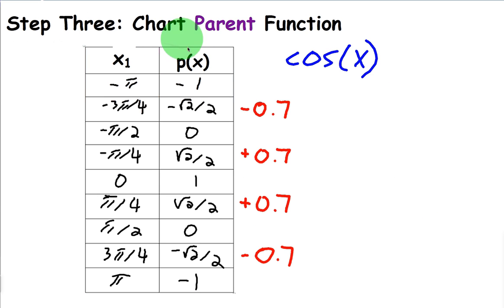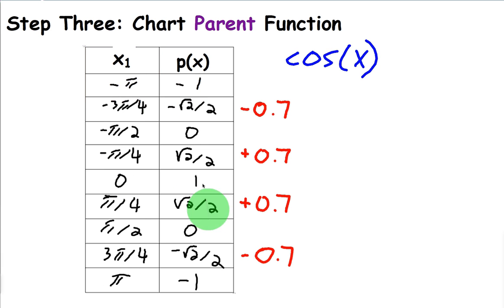Step 3 is to chart the parent function. Now, at this point, first of all, you need to know your x values. There's 9 of them for trig functions. They range from negative pi to pi. I've spent a lot of time on that. If you have any questions about that, feel free to ask me, but they start at negative pi and go to pi in increments of pi over 4.